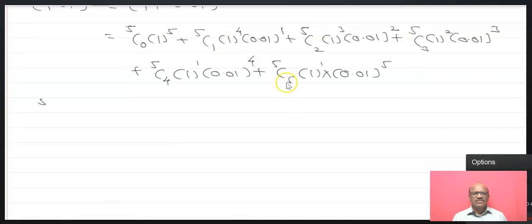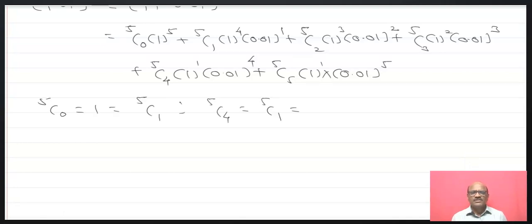This is 5C5 1 raised to 0 here. Last is into, and 1 raised to 0 is 1. 0.01 bracket raised to 5. Now we'll calculate their values.